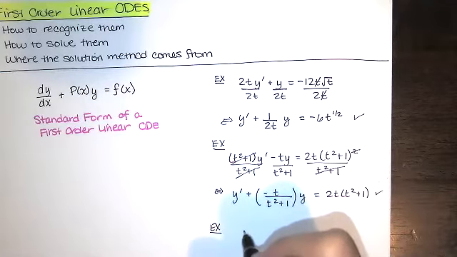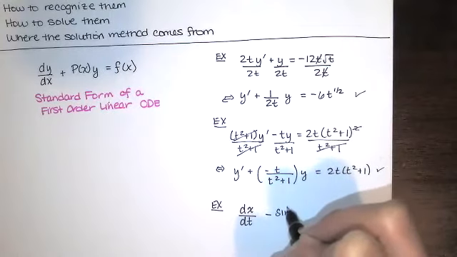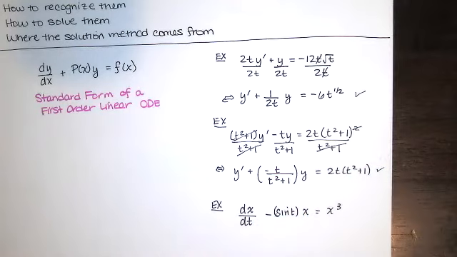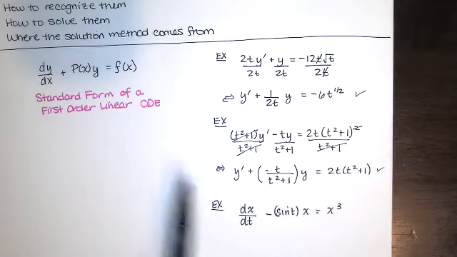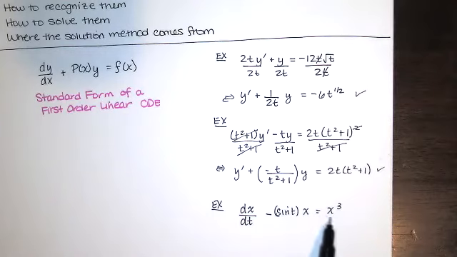What about this one? Careful here. The dependent variable is x, the independent variable is t. So I've got the derivative of x with respect to t here, plus a function of t times x, or my function of my independent variable times my dependent variable. And then the function on the right-hand side has to depend on the independent variable only. That's an x cubed, not a t cubed.